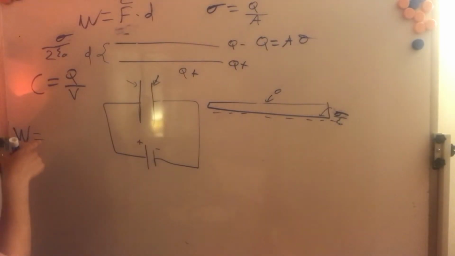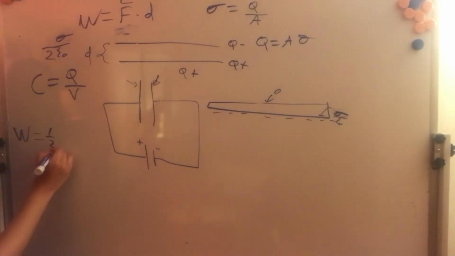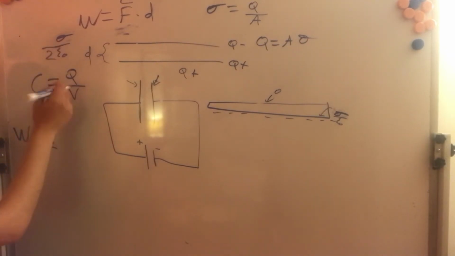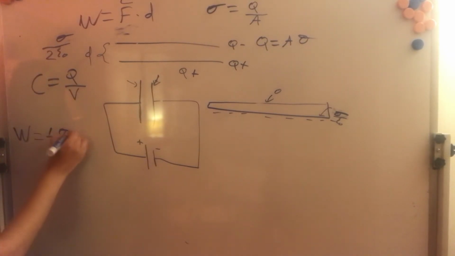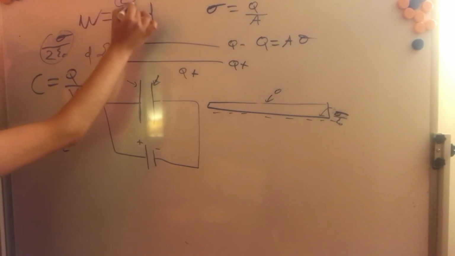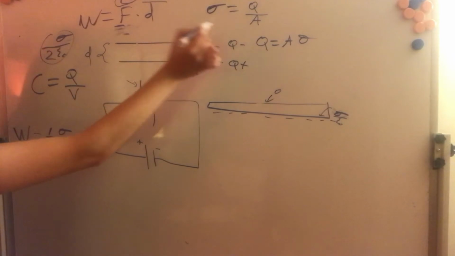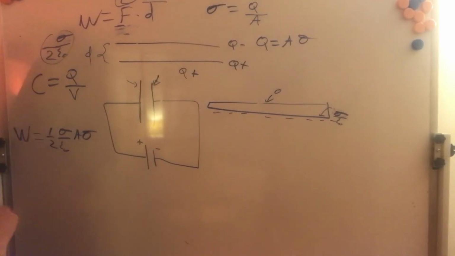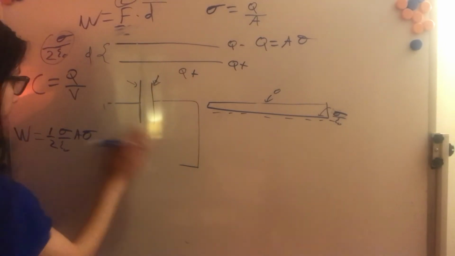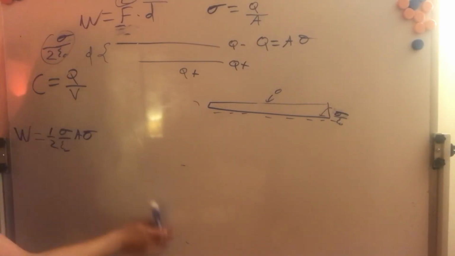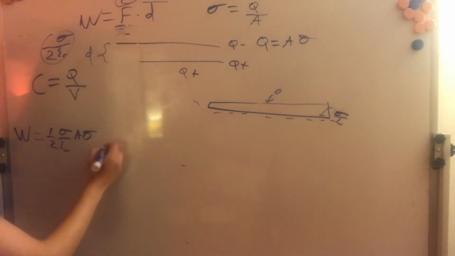So here we have that the work is 1/2 of the electric field. So it's sigma divided by epsilon naught. This is the electric field, this part. Then times Q to have the force. Q is area times the charge density, and then times the distance of separation. You can call it H or D.